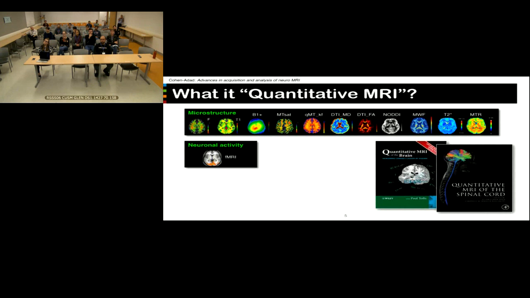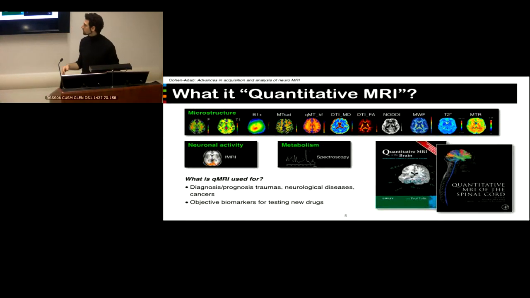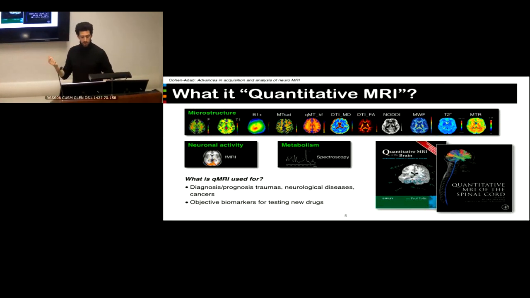In addition to microstructure, which is more of a static assessment of the structure, we could also gather insights about the actual neuronal activity of the neurons. This is done indirectly through changes in blood oxygenation with a technique called fMRI. We could also have access to metabolic information. And ultimately, all those fancy techniques are used for improving diagnosis and prognosis of patients, and also provide pharmaceutical companies with an objective marker for testing new drugs, for example.